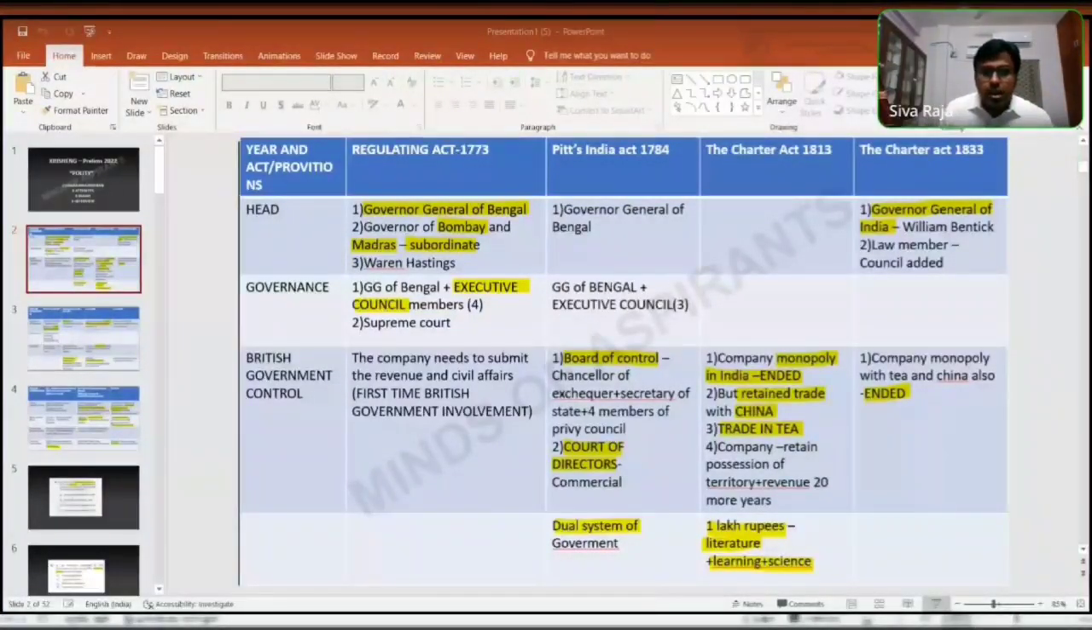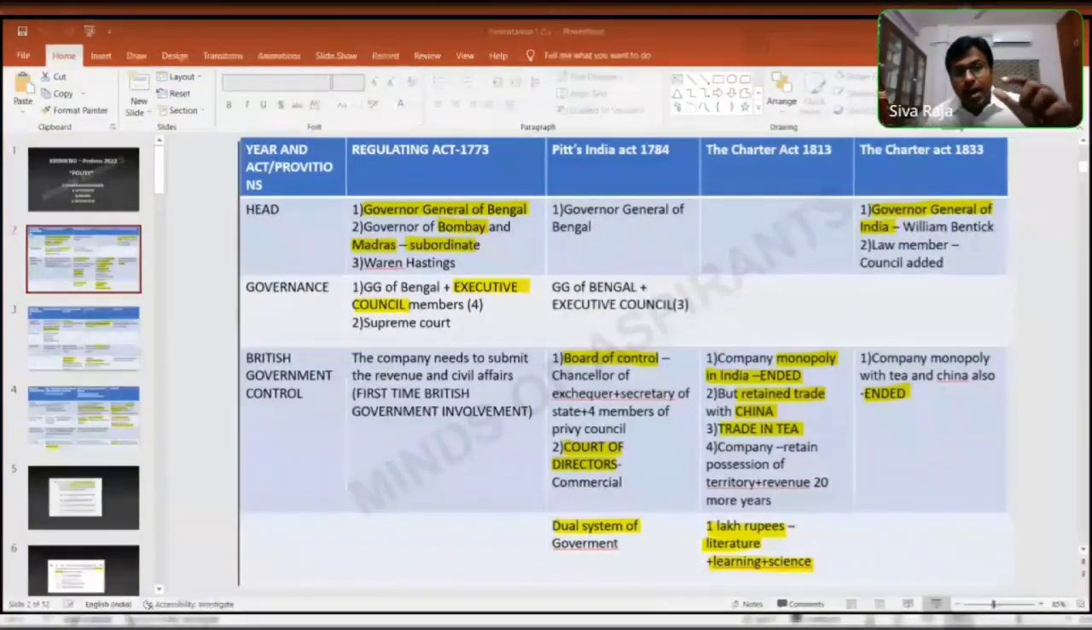For example, how in 1784 the governance is changing. It is a dual government. This is what you should note. So in 1784, they are bringing in something called dual government. What is this dual government? There is a board of control and court of directors. Court of directors is for the company. This is the point. Court of directors will be commercial.